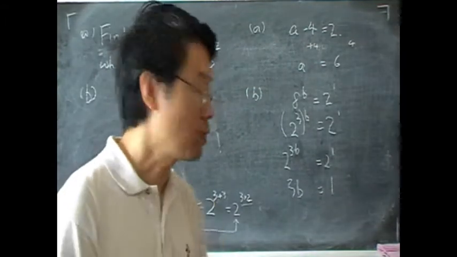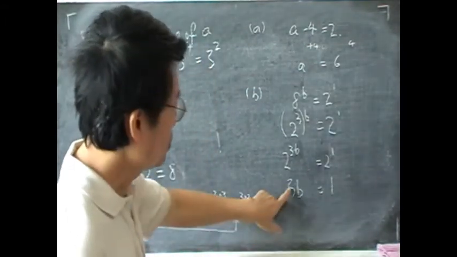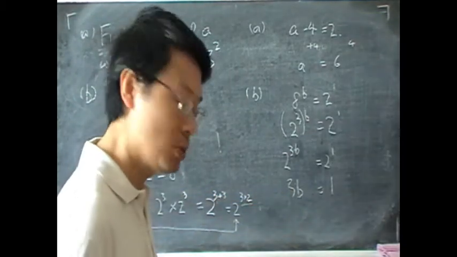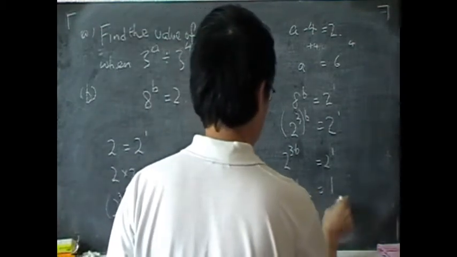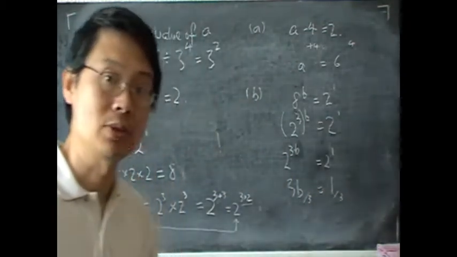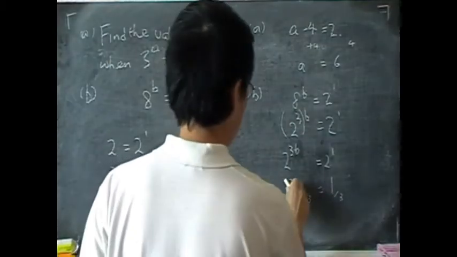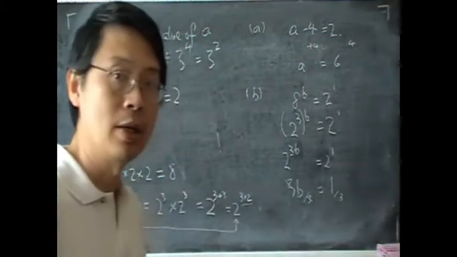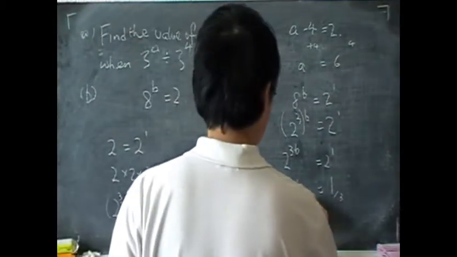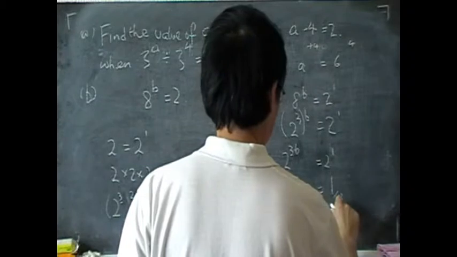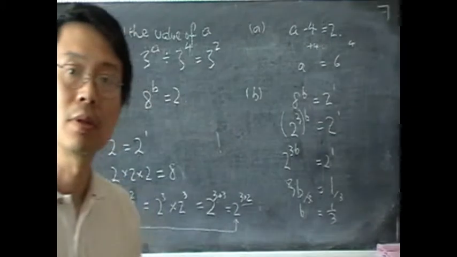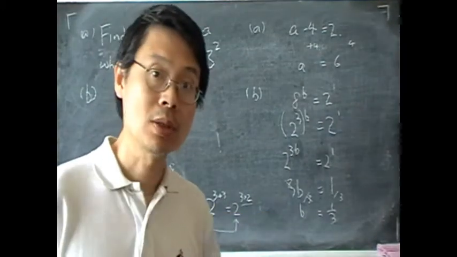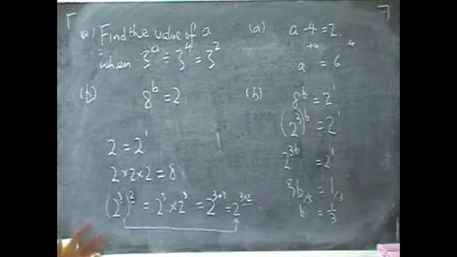Finally, we can solve for b. To get rid of the 3, since this is 3 times b, we can get rid of the 3 if we divide by 3 on both sides. Then the 3 and the 3 cancel. We are left with b on the left, and we find on the right that the answer is 1/3. So that is the solution to this question.